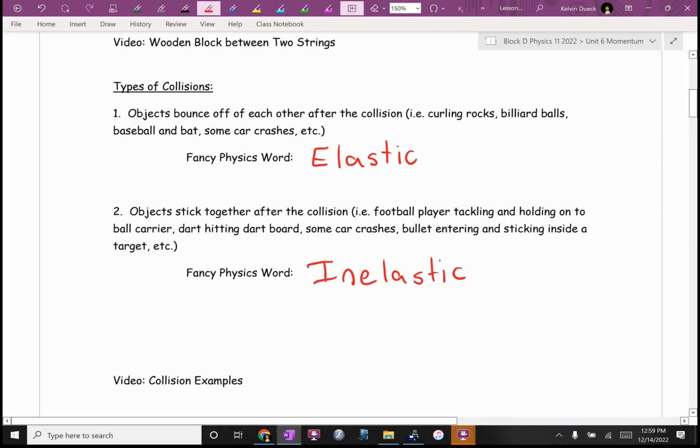Put your pencils down, look up. We're going to finish with this, a little thought puzzle. I'm going to show you several different types of collisions and explosions.